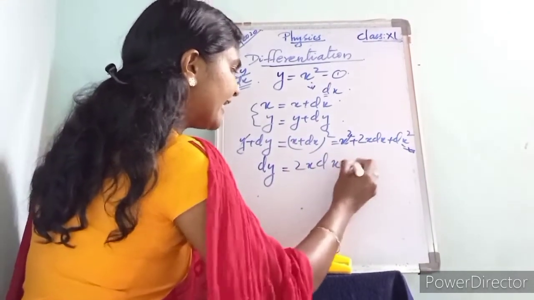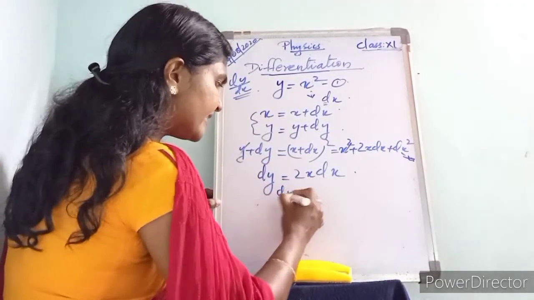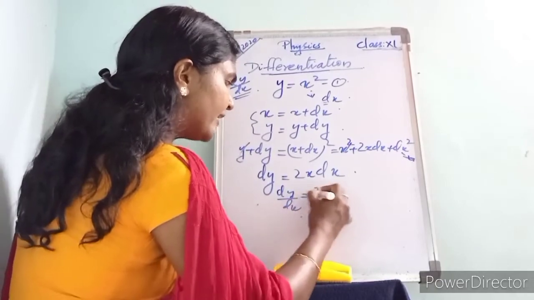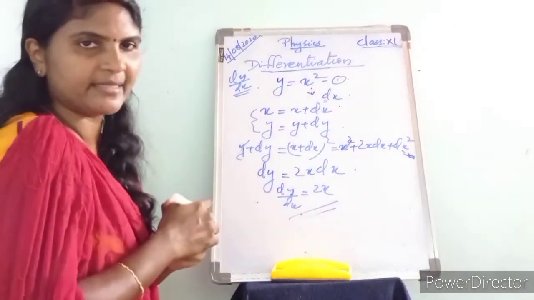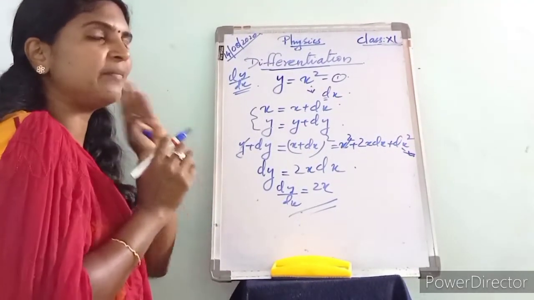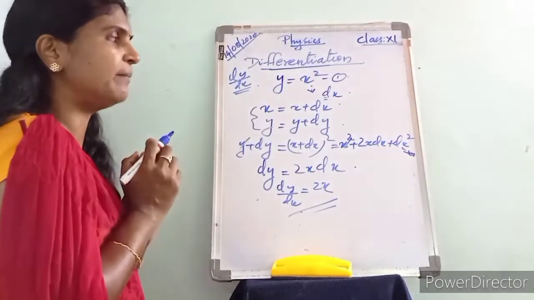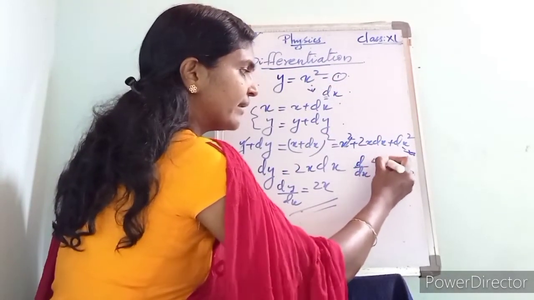2x dx. dy is equal to 2x dx. From this we can write dy by dx equal to what? 2x. dy by dx equal to 2x. Okay. You know the first question, the first example, remembering the first example, d by dx of 4 is equal to 0.